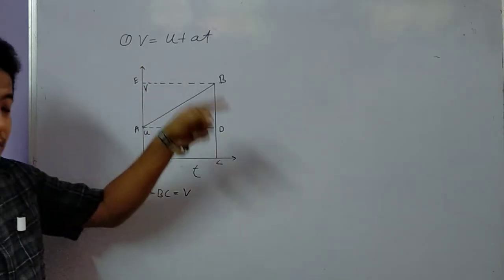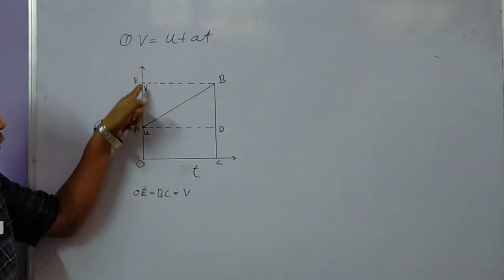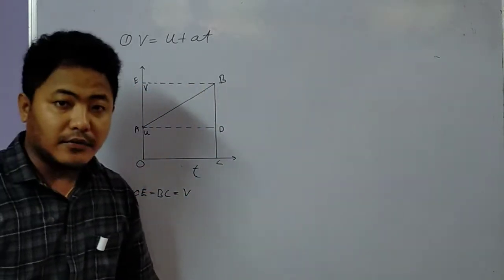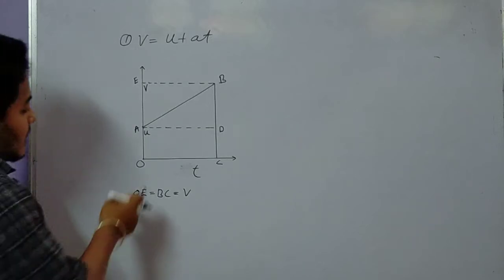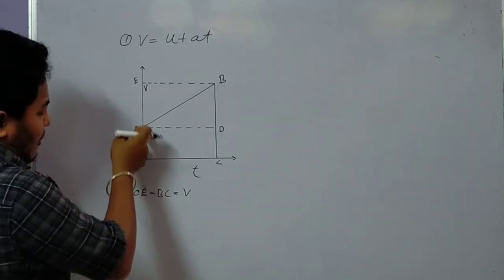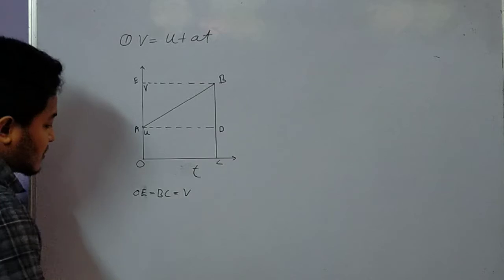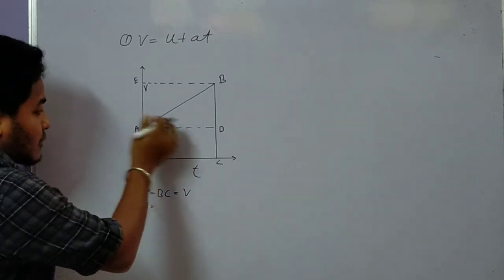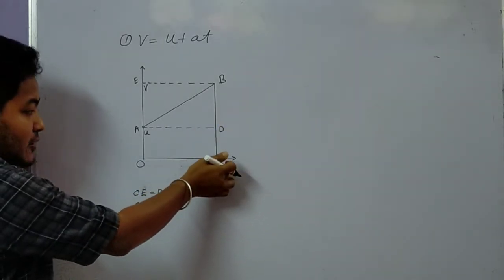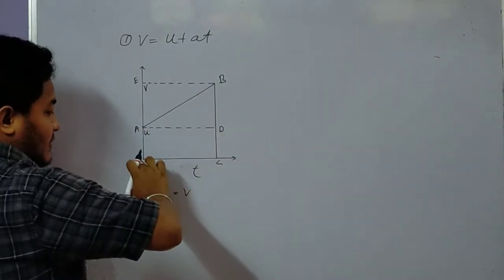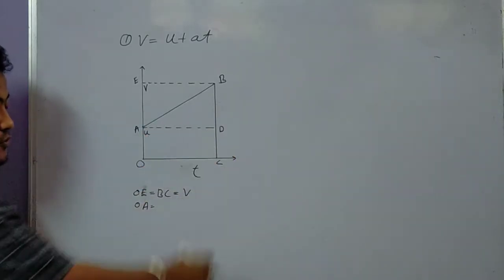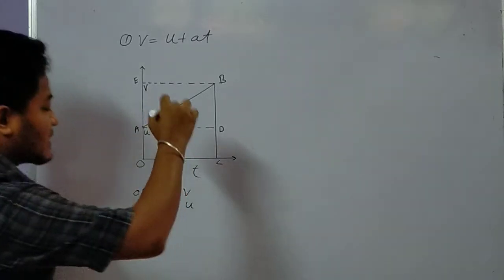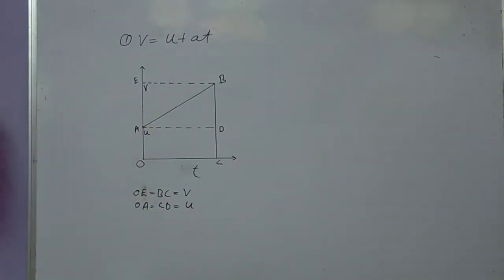OE is equal to BC, and OE is the final velocity. So if OE is V, BC is also going to be V. Next, this is OA. OA is going to be your initial velocity. So I can write that OA is equal to CD. They are equal. That means if OA is U, CD is also going to be U. So OA is equal to CD is equal to U. That is the initial velocity. Is that clear?